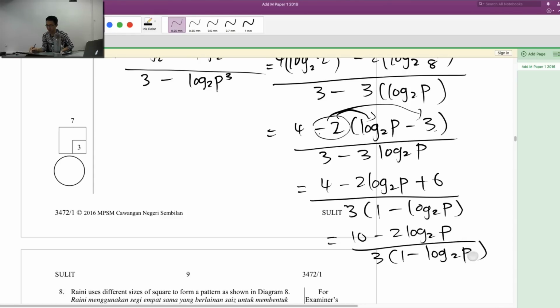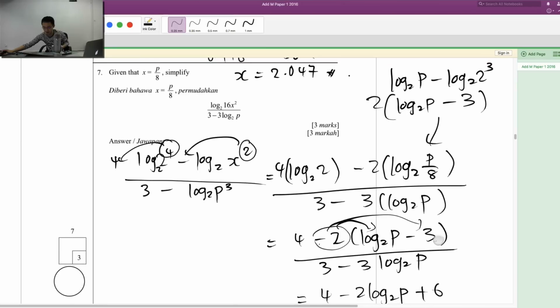Or you want me to simplify the top here? Basically, I can factorize out the 2. So if I factorize out the 2 here, the 10 will become 5. This one will become 1. So it will be 5 minus log 2p. Yeah, I guess this is the maximum I can simplify. I don't think I can simplify any further.